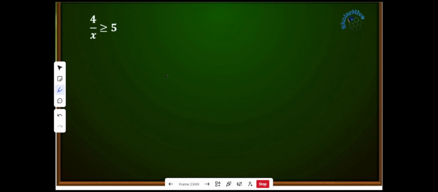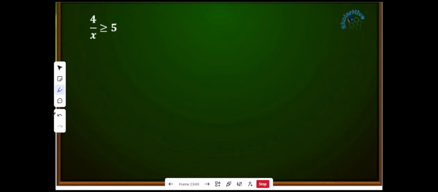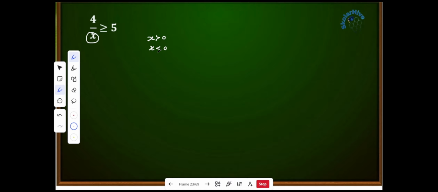Now let's see one more example we have. Given 4 divided by x is greater than or equal to 5. If you think we can solve this by cross multiplication, or multiplying both sides by x to cancel the x from the denominator, then you are wrong, because here we don't know whether x is positive or negative. So if such a question is given, we need not go in this way.